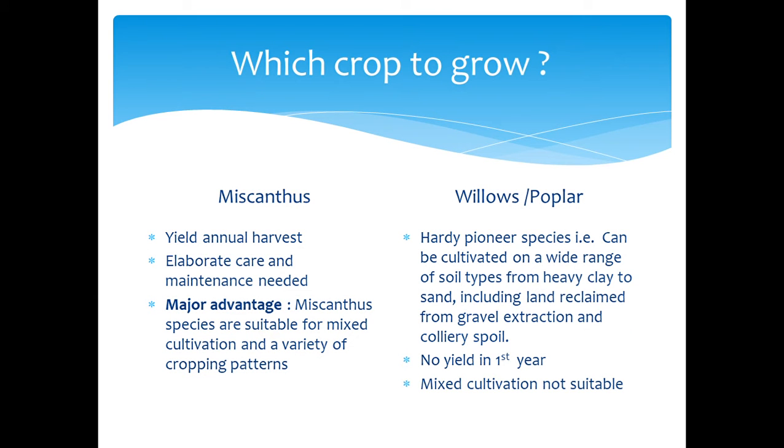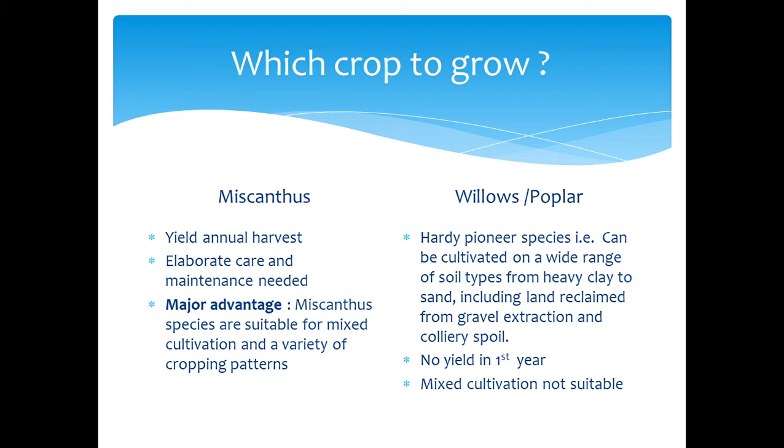Next is the type of crops to be grown. We have miscanthus and willows. They both have their own disadvantages and advantages. While miscanthus yields an annual harvest, an elaborate system of care and maintenance needs to be put in place so that miscanthus may be grown. It is very sensitive and intensive as far as soil pH and electrical conductivity of soil is concerned. A major advantage of growing miscanthus is it is suitable for mixed cultivation and a variety of cropping patterns can be employed while producing miscanthus.